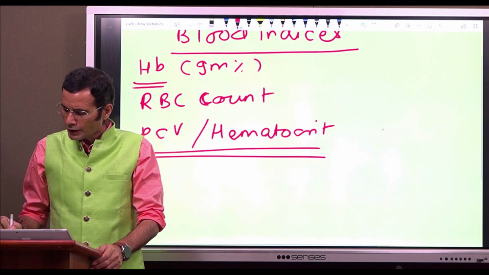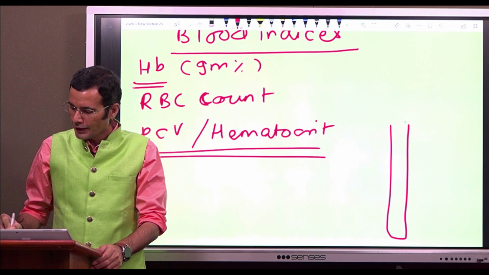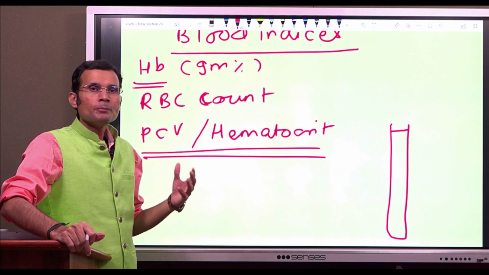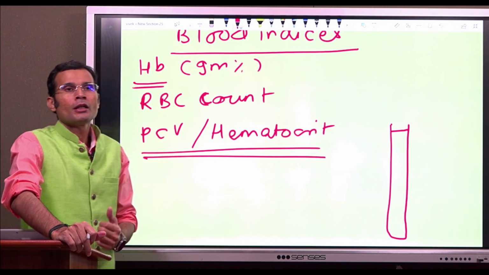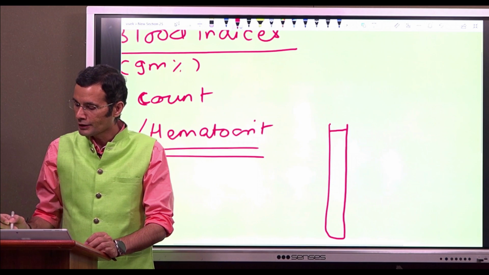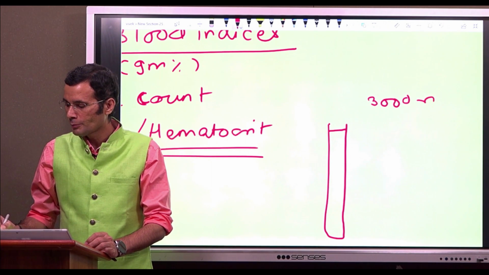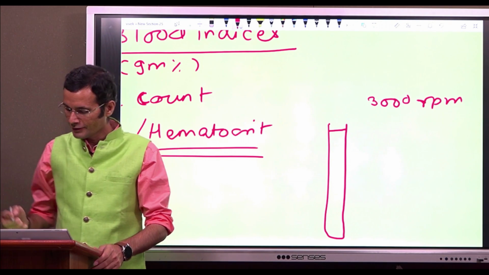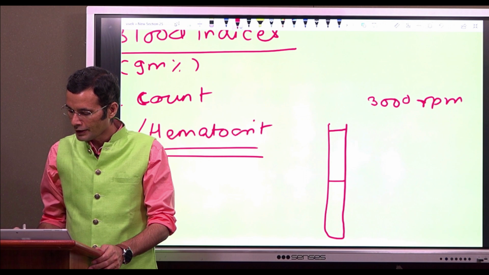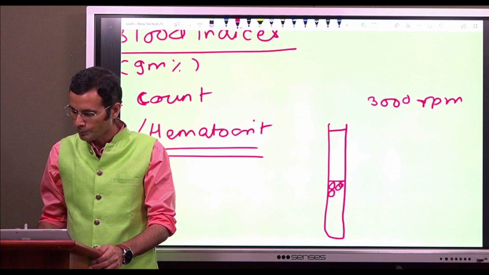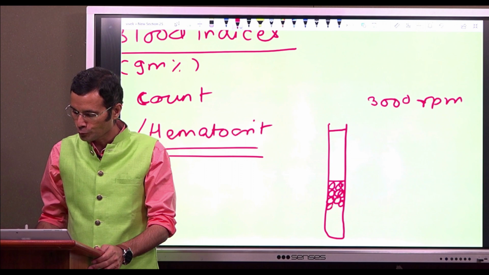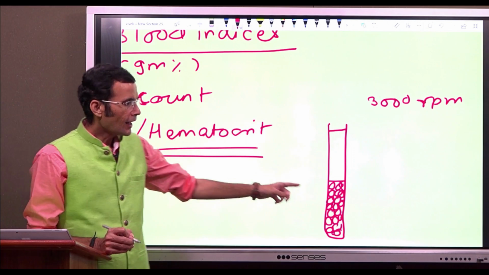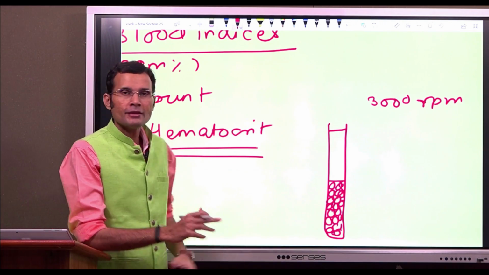So, blood is collected in the Wintrobe's tube, and the sample of blood is put in the centrifuge. The centrifuge is then kept at 3000 revolutions per minute for 30 minutes. What you see is that the cells are separated and packed near the bottom half of the Wintrobe's tube. So, that's the packed cell volume of the RBCs.